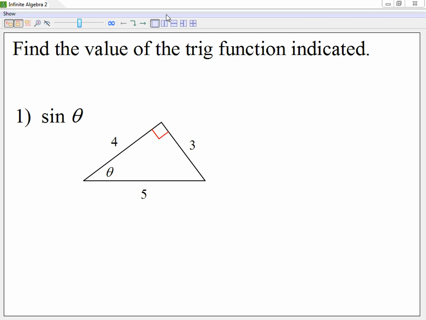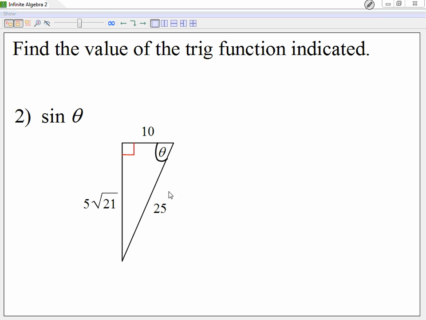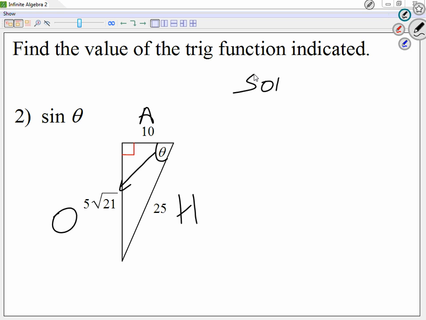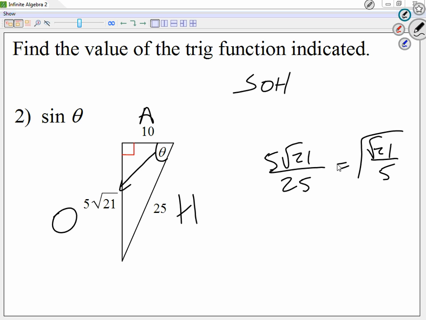If I look at question number 2, this is my theta. I know the hypotenuse is 25. From my theta, this is my opposite, and this is the adjacent. Once again, sine is opposite over hypotenuse. So I'm going to write 5 radical 21 over 25. In this case, we can simplify the fraction. 5 over 25, I'm going to simplify as radical 21 over 5. Right? 5 over 25 can be simplified. So simplify your fractions, and simplify your radicals too if you can.